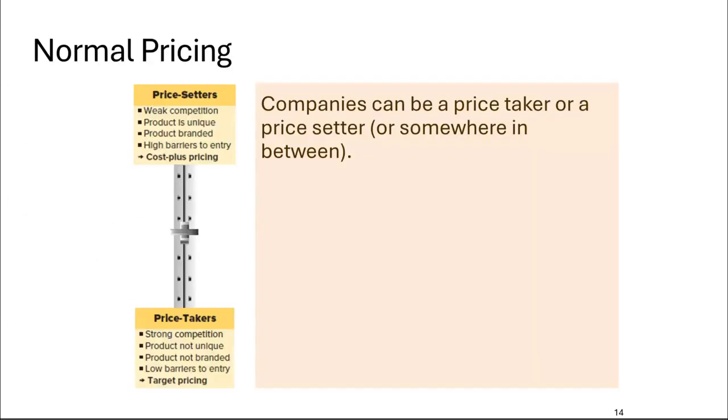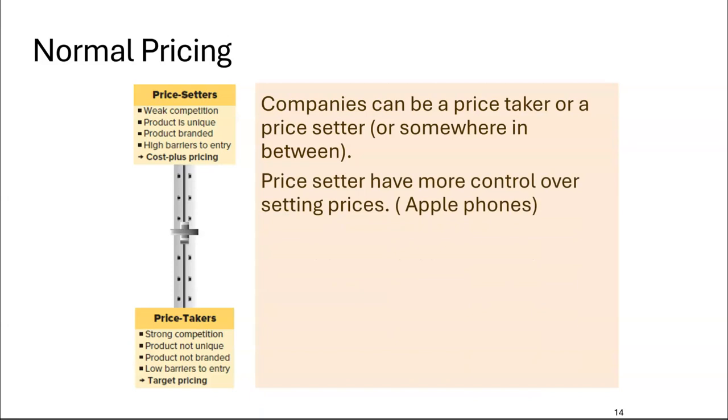So, there are two ways that a price is set depending on the kind of product it is. If it's a price setter, you have more control over setting the price. A good example would be Apple phones. Let's face it, we do pay a lot if we get an Apple phone. Now, price setters use more cost plus pricing because they don't have to worry so much about competition.